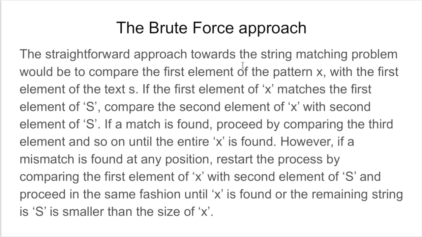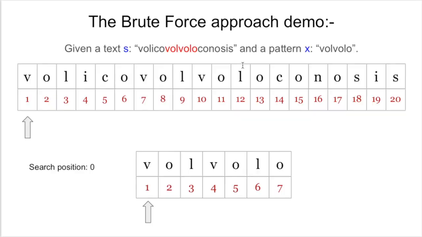found. But if there is a mismatch, then we restart the process by comparing the first element of the pattern with the second element of the text and proceeding in the same fashion as before until X is found or the remaining length of the text is smaller than the size of the pattern. Let's take an example for this approach.